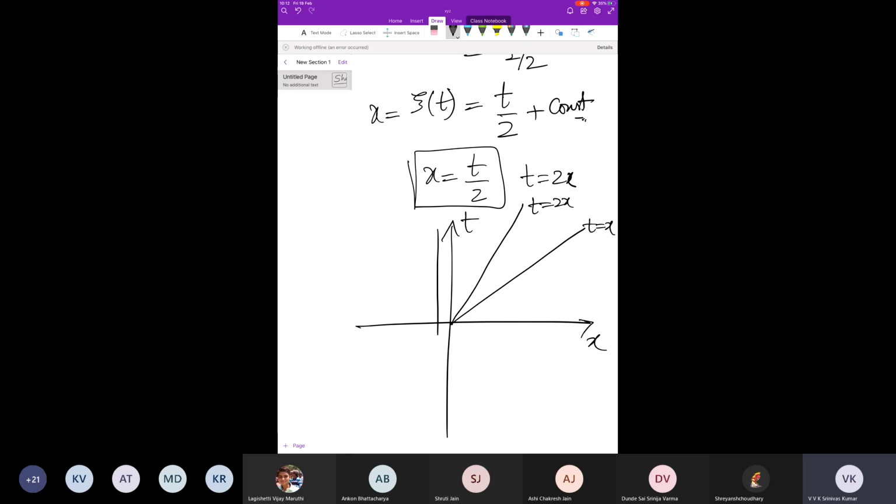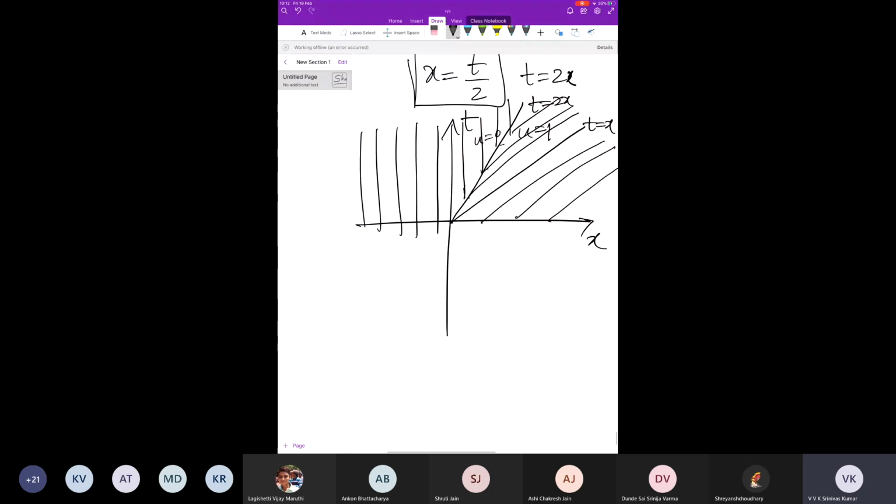So one can say that you have the characteristics. Draw the characteristics on the left hand side of the t is equal to 2x line, and on the right hand side draw these characteristics. Then fill the wedge shaped region with these characteristics. Take u is equal to 0 here, one can say.